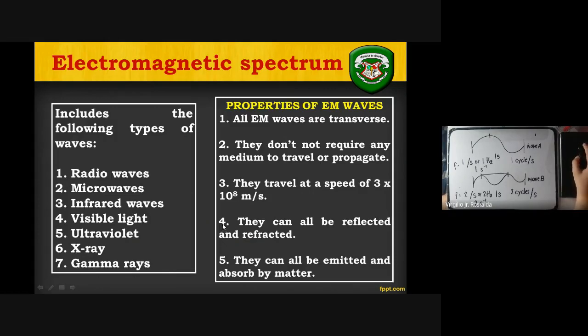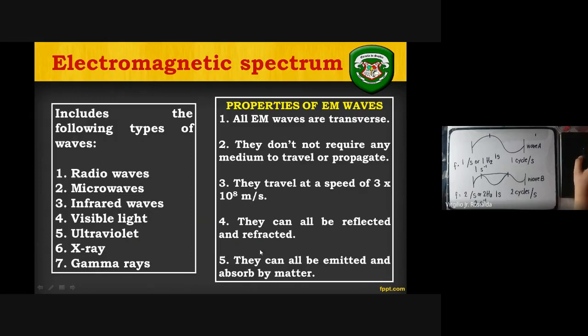Okay? So number 4, they can all be reflected and refracted. That's why light is also able to reflect or refract. Okay? So may property siyang mag-reflect or may property siyang mag-bounce back at mag-bend, depende sa material na na-encounter niya. Okay, so technically, not only visible light, but actual radio, micro, all of these 7 can all be reflected and refracted depending on the material that they encounter.